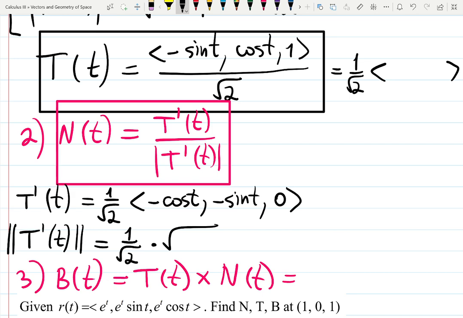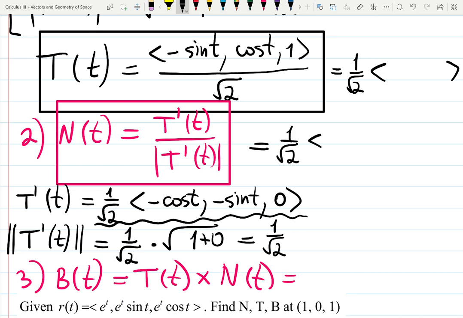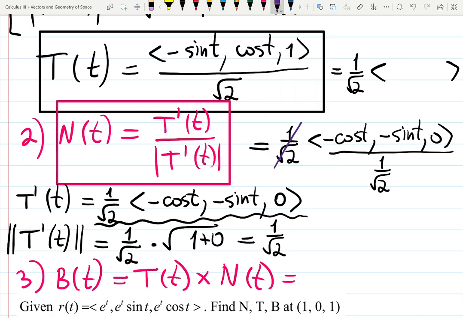Terminated by the square. Sine square plus cosine square gives you 1 plus 0. So it's basically the same thing, 1 over square root of 2. Thus, n will be, what is going to be? We're kind of canceling out. It's very interesting. So the original one was 1 over square root of 2, and the vector minus cosine t, minus sine t, and 0. And then we're dividing by 1 over square root of 2. So they just cancel out, actually.